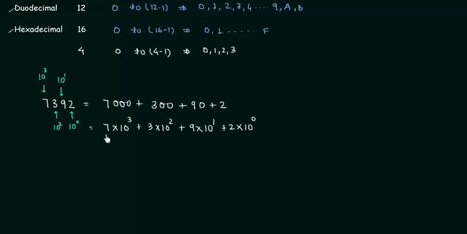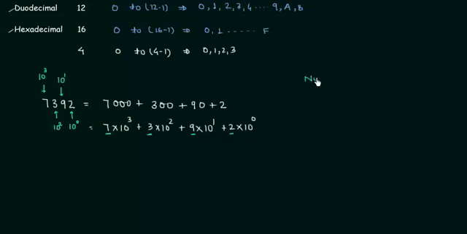Generally, the coefficients 7, 3, 9, 2 are written, and the power of 10 is determined by their position. The number system with weights on position we call weighted number system, and the number system in which there is no weight on the position we call unweighted number system.